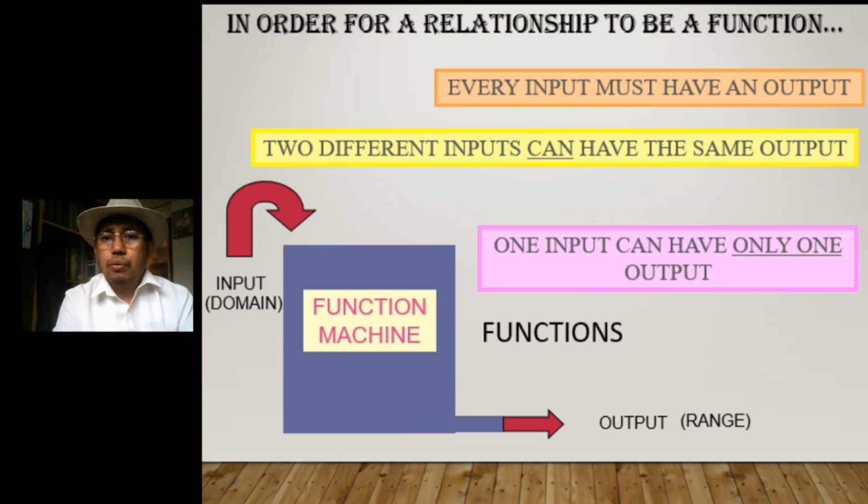Now, you will notice we have here at least three concluding statements. First, every input must have an output, meaning if you had something done in the process, there is always a consequence or result. Second, two different inputs can have the same output. Let's say in addition, when you add two numbers, it will give you one result. In multiplication, when you multiply two numbers, it will give you one result. Third, one input can have only one output, meaning there is a one-to-one correspondence of an input and the output, unlike in statement number 2.